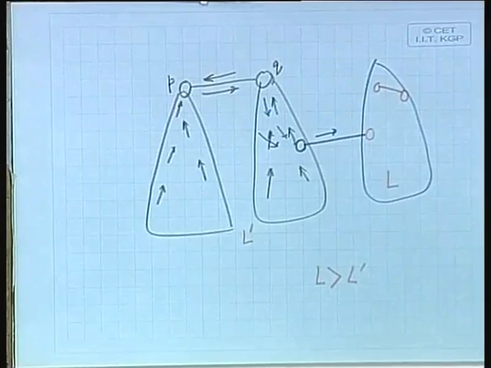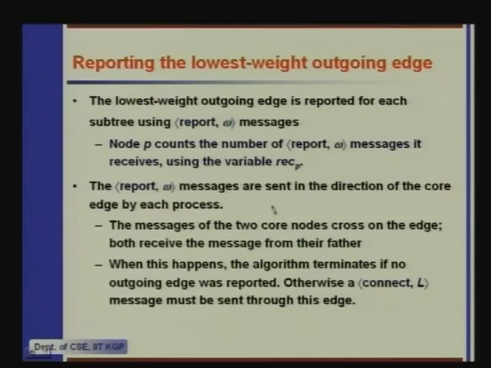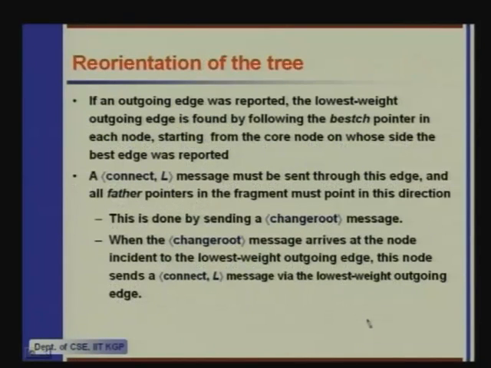So, let us look at this now. The report W messages are sent in the direction of the core edge by each process. The messages of the two core nodes cross on the edge, both receive the message from their father. When this happens, the algorithm terminates if no outgoing edge was reported, otherwise a connect L message must be sent through this edge. Now, let us go through the code, and then the tree must reorient. So, I have already told what this does.